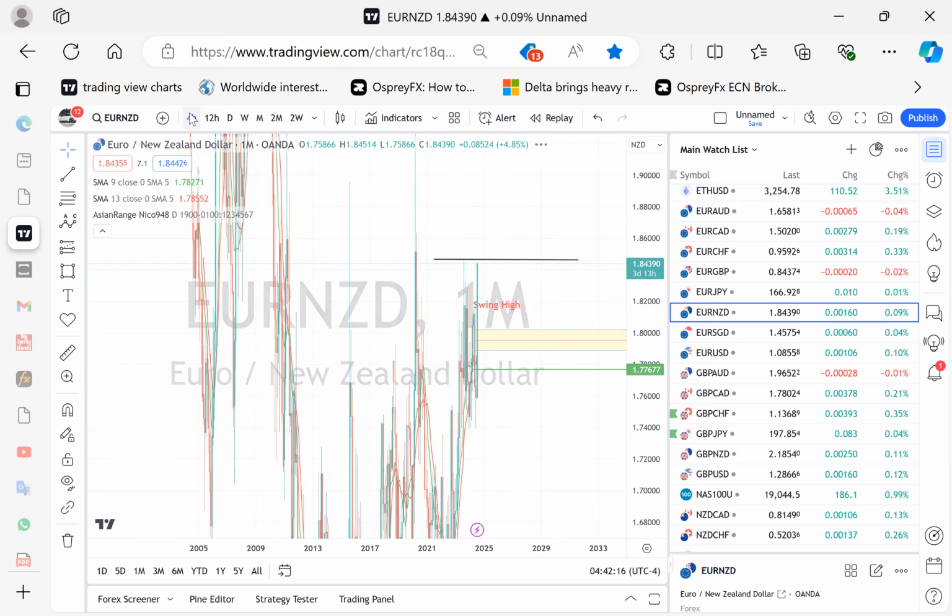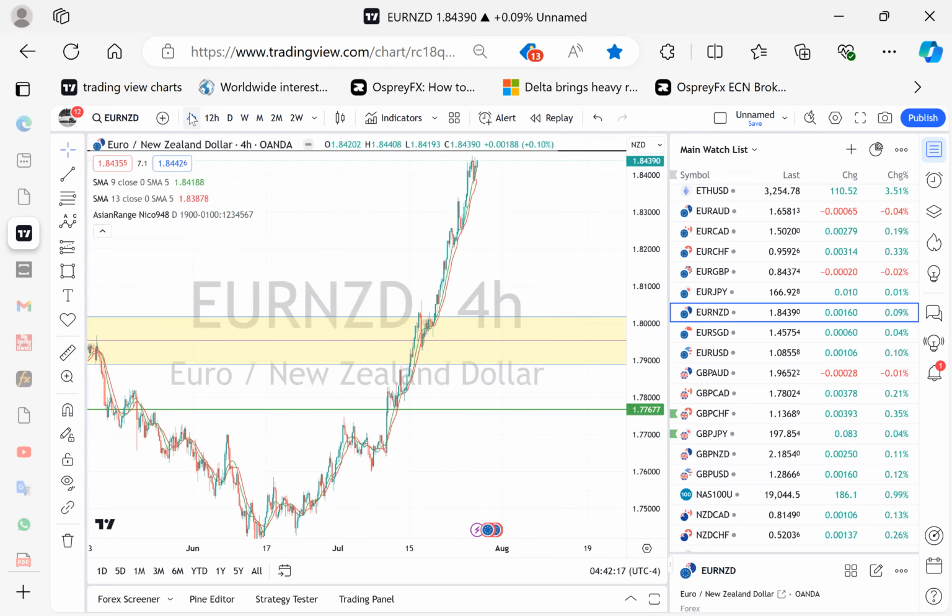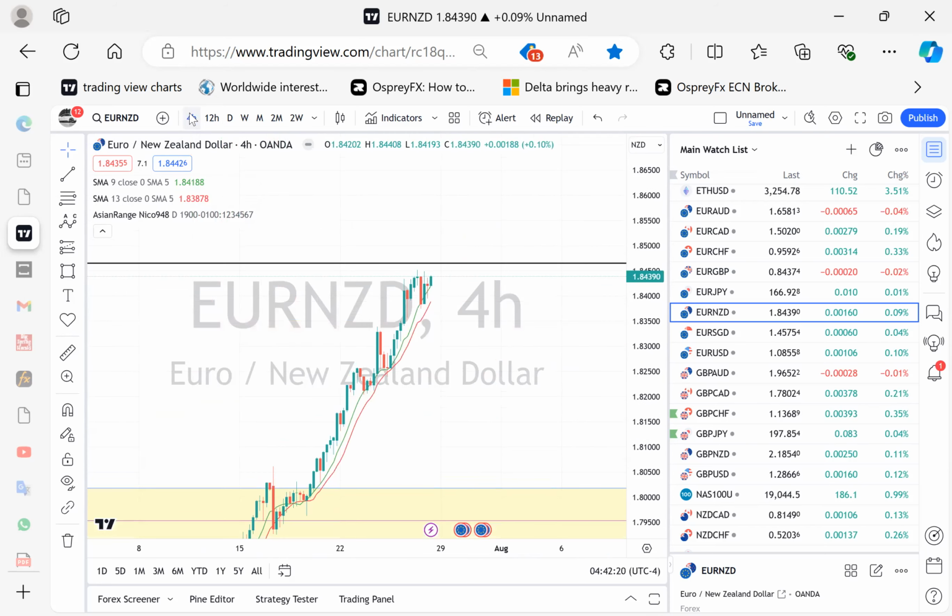Now I want to drop to the 4-hour. So as you can see, it would not be out of character to go up and wick this line. If you see a wick and then price closes back below this line on the 4-hour or above, then it's go time. It's time to sell, right?